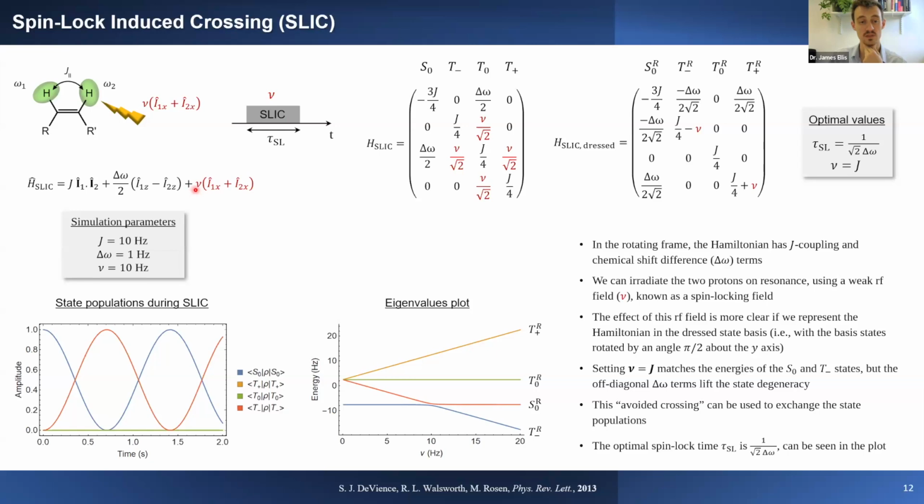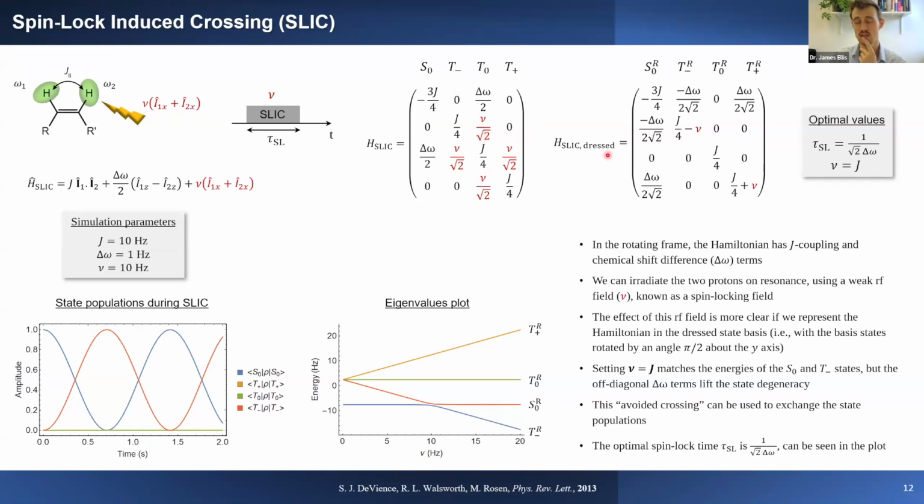So this nu here is a weak magnetic field that we can apply in the x-axis for a defined time tau. So if we look at the Hamiltonian, it takes this form. So we're familiar with these terms. We know we have our J couplings on the diagonal and our chemical shift difference connecting the S0 and T0 states. And as we switch on this weak pulse in the x-axis, that introduces these terms here that connect the states in the triplet manifold.